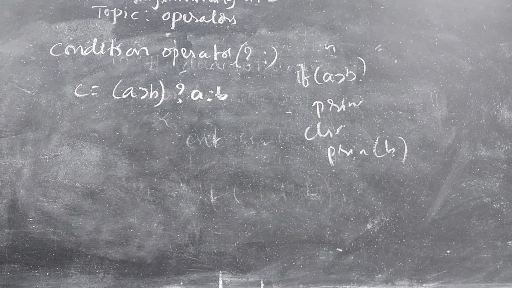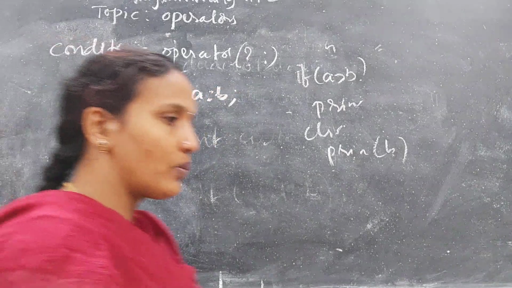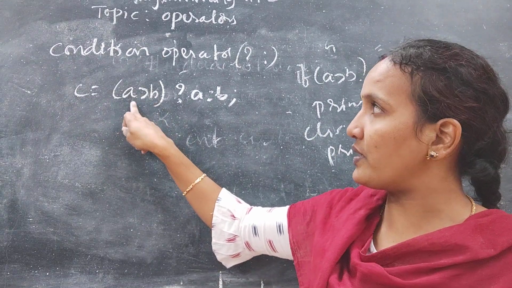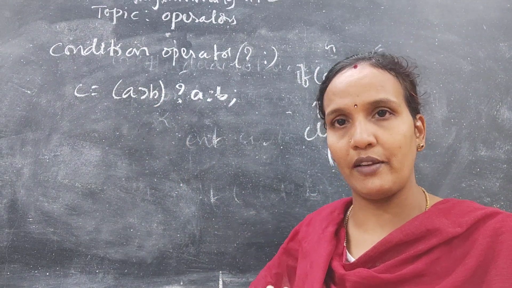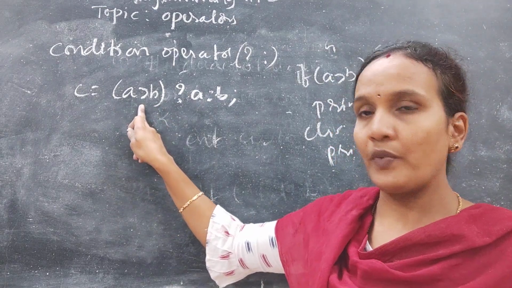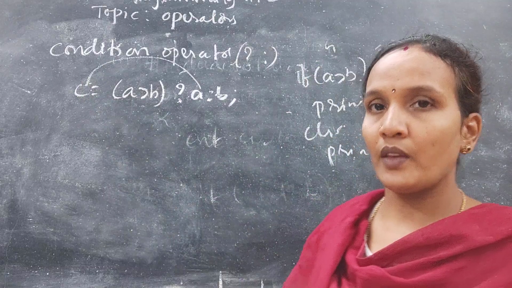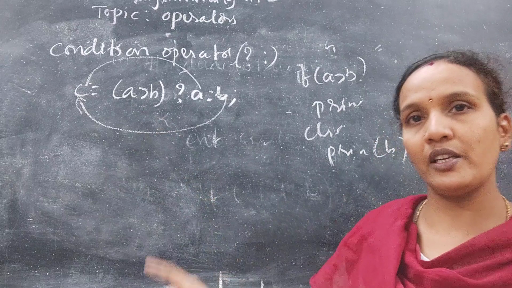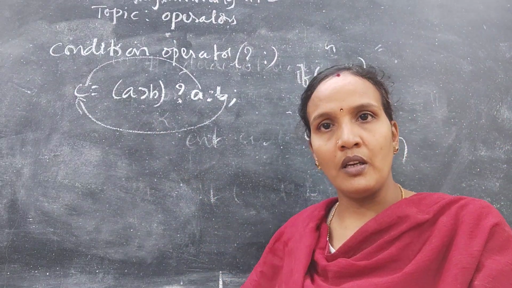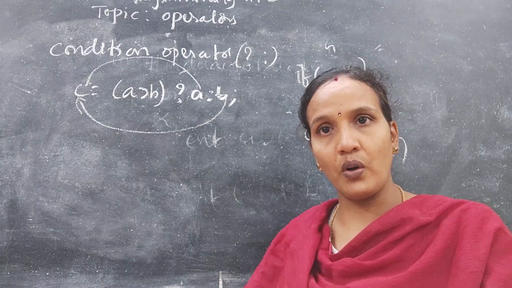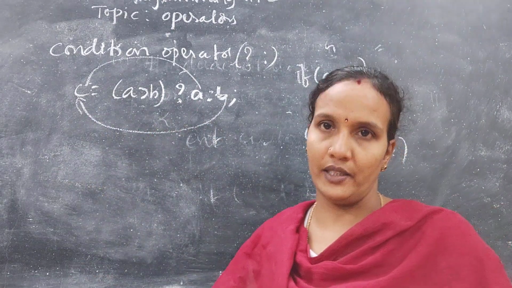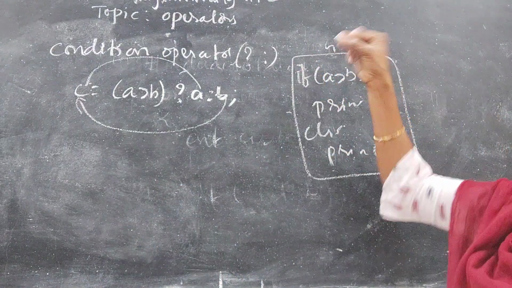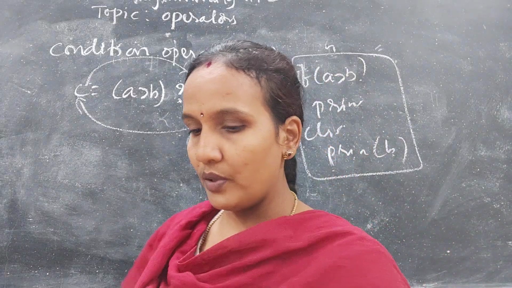So what happened here? First we check which value is greater. This condition is evaluated first: whether a's value is greater than b or not. If the condition is true, the first value is stored in c. If the condition is false, the second value is stored in c. That is, if the given condition is true, the first value is stored in the resultant variable; if it is false, the second value is stored. This entire code can be written in a single line using a conditional operator.